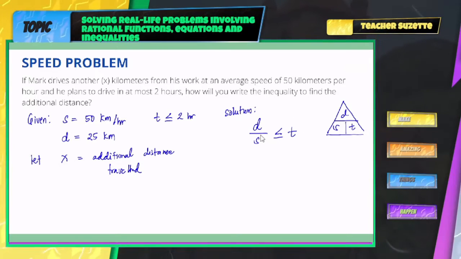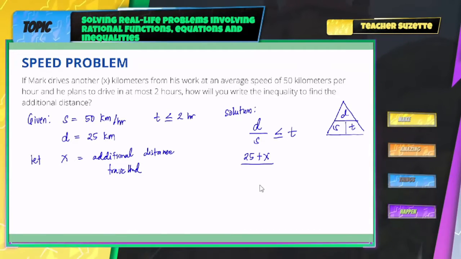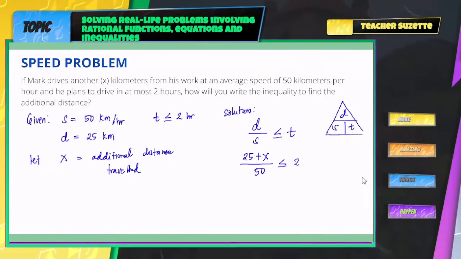Ayusin na lang po natin yung ating pagsulat ng inequality given our known and unknown sa ating problem. So, that will be distance. We have 25 kilometers and X for the additional distance. So, that is 25 plus X over our speed, which is given na 50 kilometers per hour. We will have less than or equal to our time, which is 2 hours.